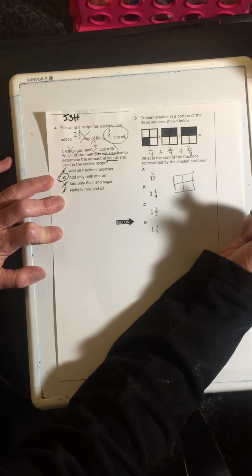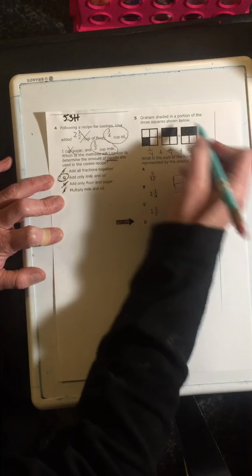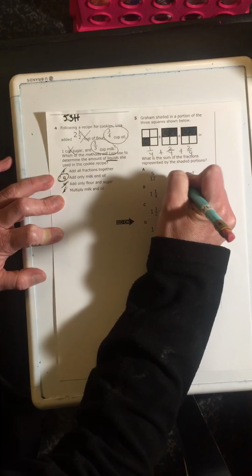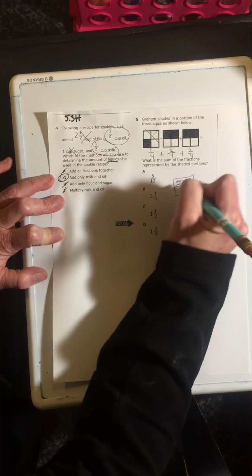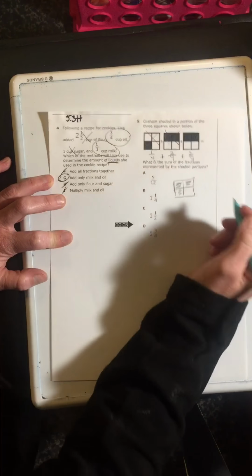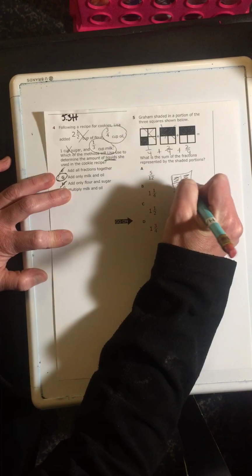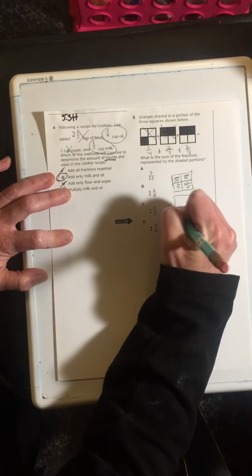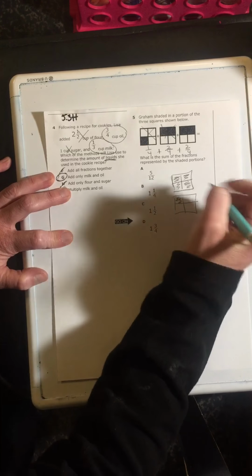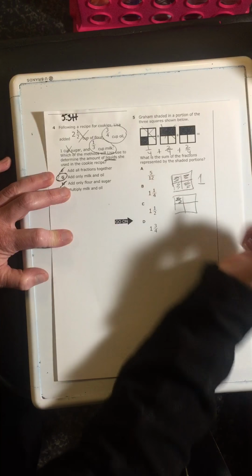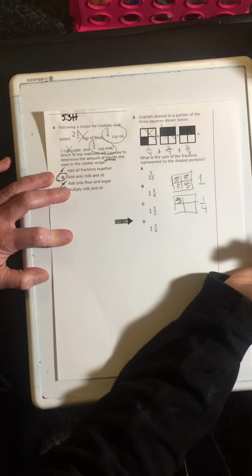So I'm going to do both. I'm going to start with the models because we already have models here. So here in this model we have 1. So I'm done with that one. Here we have 2. So I'm done with this one. Here we have 2. So I'm going to shade this one, and then I'm going to draw another whole, and I'm going to shade 1 more. So really what I just made here is 1 and 1/4, okay?